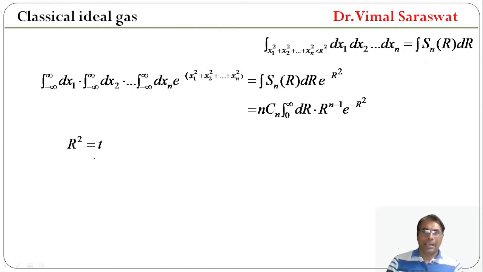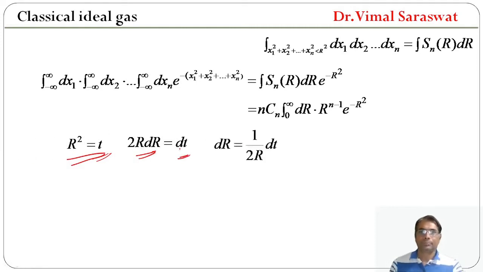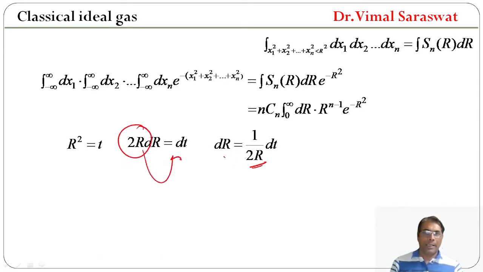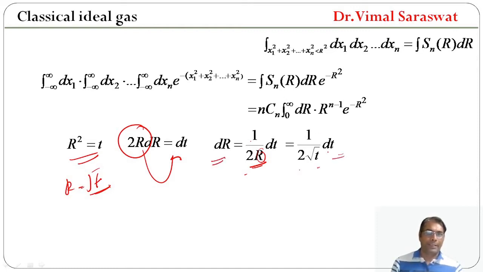Now let r square equal to t. On differentiating this one we get 2r dr equal to dt. Now dr equal to dt upon 2r, so we transfer this 2r from here to here, so dr equal to 1 upon 2r dt. And since r square equal to t, so r is equal to root of t, so this r is replaced with root t, so dr equal to 1 upon twice root t dt.